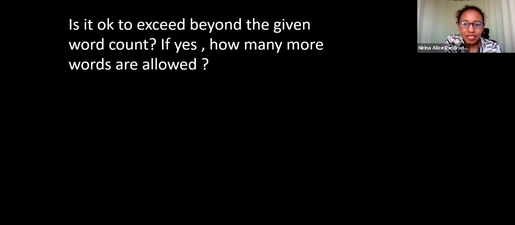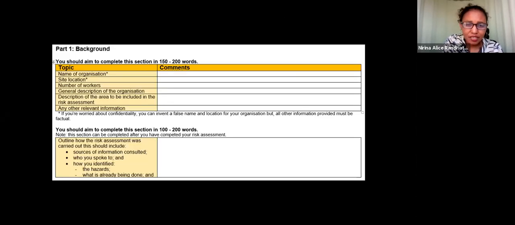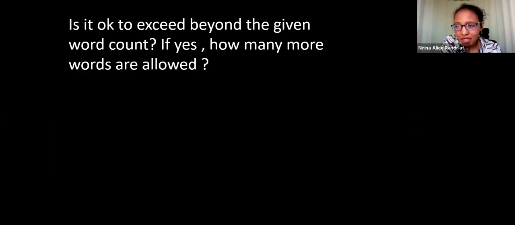So the first question that we had is, is it okay to exceed beyond the given word count? If yes, how many more words are allowed? So if we go back to that part 1, you can see it says here you should aim to complete this section in 150 to 200 words. And same thing on the next section, it's 100 to 200 words. You will also see something similar in part 2, every part of the risk assessment. But the question is, are we allowed to exceed the word count? If yes, how many more words are allowed?